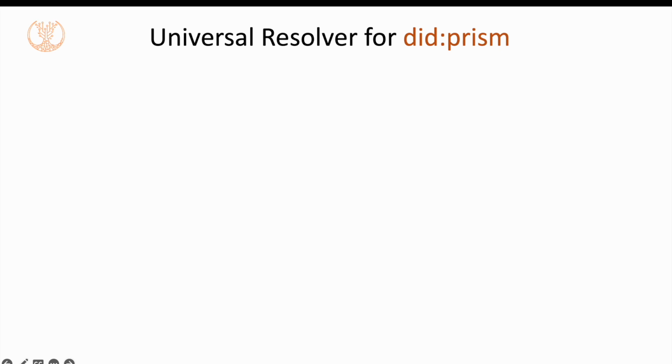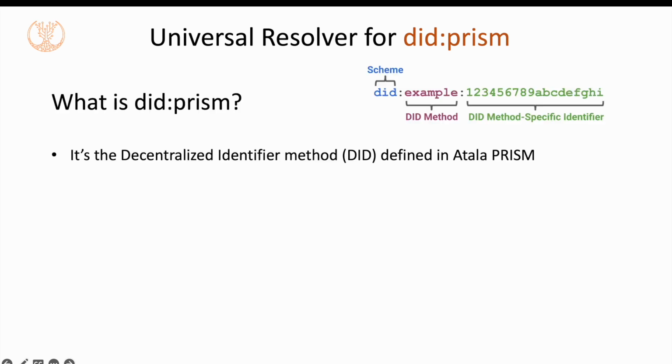This project is called Universal Resolver for DID Prism. Let's start explaining what is DID Prism. DID stands for Decentralized Identifier. A DID is defined as a string that starts with the word DID followed by a method name. The methods are defined by each identity platform or solution. There are many methods already defined. Atala Prism defined DID Prism for their solution.